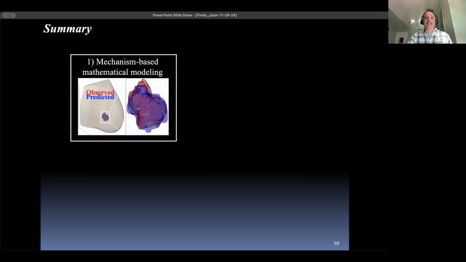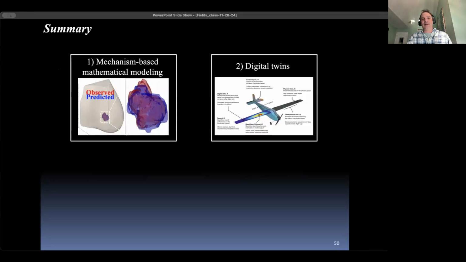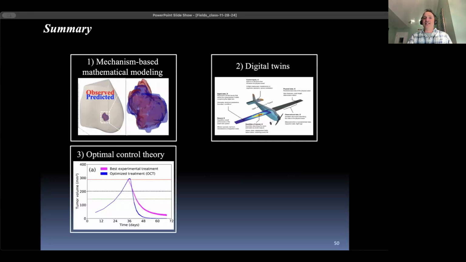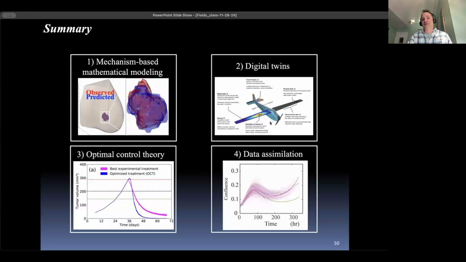Summary. We talked about mechanism-based modeling, where you take patient-specific information to calibrate and make your model patient-specific, using that to drive digital twins that can then have optimal control theory thrown at them to find the optimal intervention, and then you can continually update the system using data assimilation.